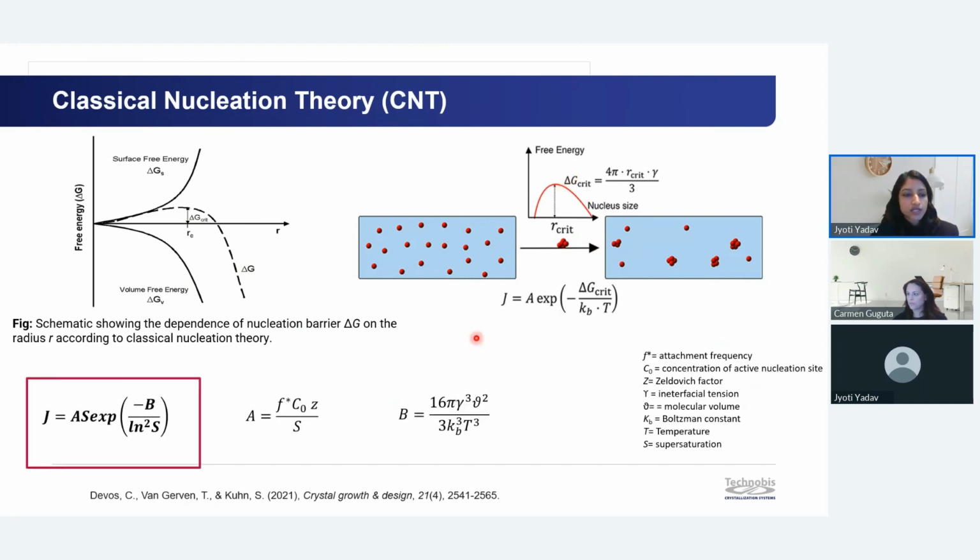Now, according to classical nucleation theory, the nucleation rate J depends upon the supersaturation ratio S according to this equation, where A is the kinetic parameter, which represents the number of active sites available for nucleation, and B is the thermodynamic parameter, which represents the activation energy required for nucleation to happen.